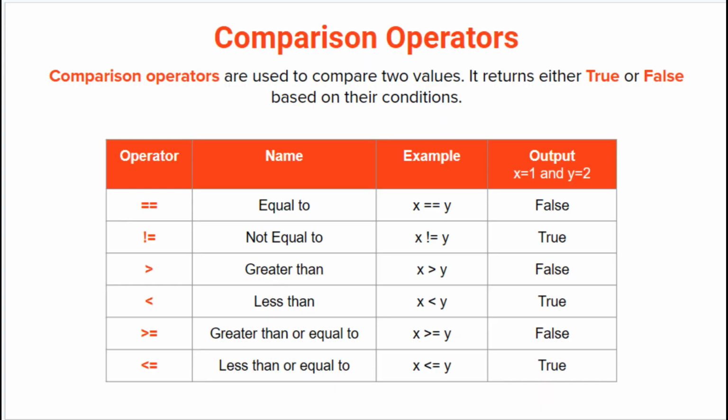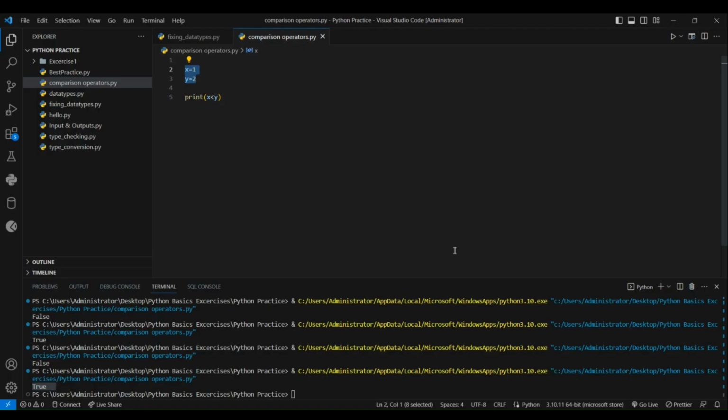Greater than or equal to operator. Greater than or equal to operator is used to check if the left value is greater than or equal to the right value. It returns true if the condition is met, otherwise, it returns false.